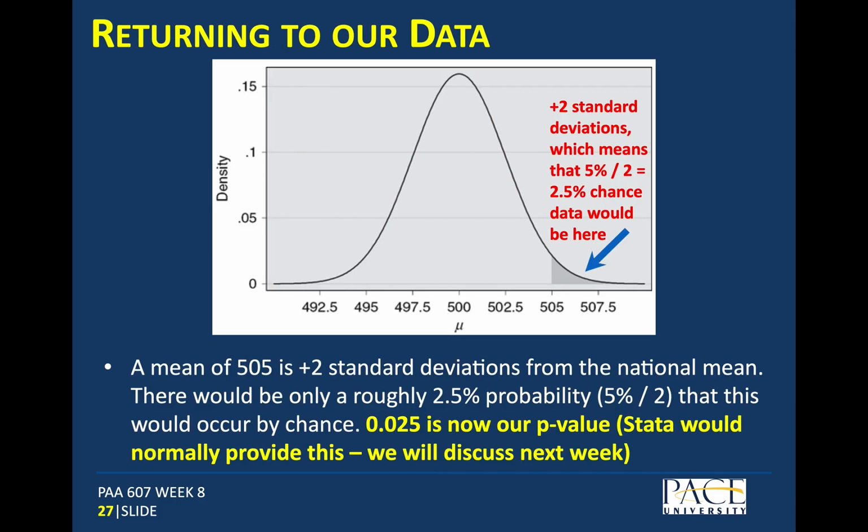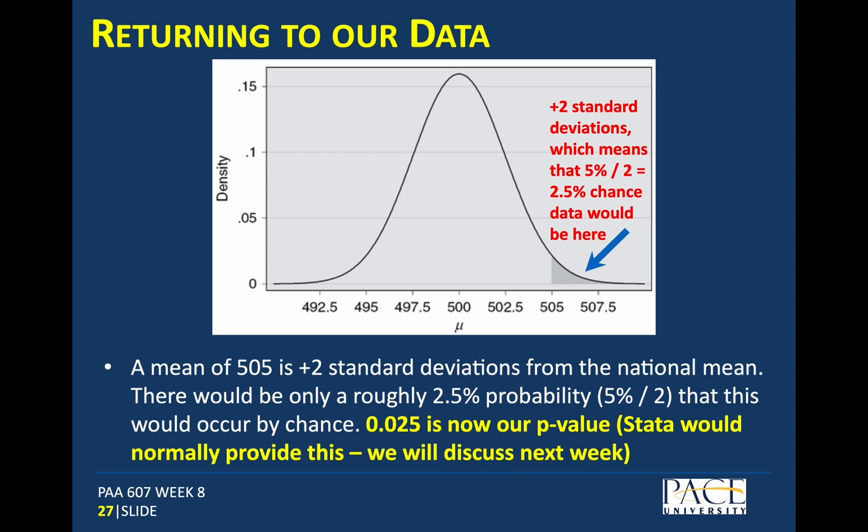So we're returning to our data just one more time. We know a mean of 505 is plus 2 standard deviations from the national mean. That would mean that there would only be roughly, now your book has an exact calculation, it's not technically plus or minus exactly 2 standard deviations, but we're rounding here. And for the purposes of this class, this is all we really need. So there's roughly a 2.5% probability, 5% divided by 2, that this would occur by chance. So this means that we now have what's called a p-value of 0.025. And I'm going to explain what p-values mean in a moment.